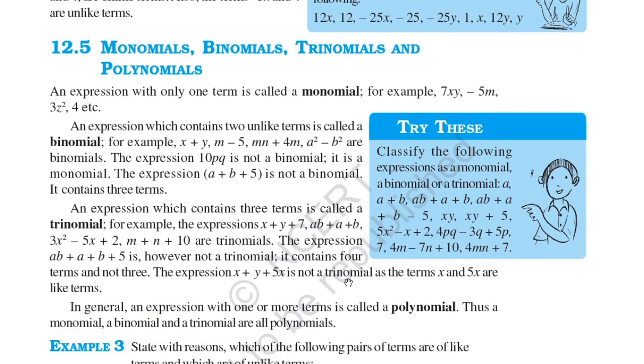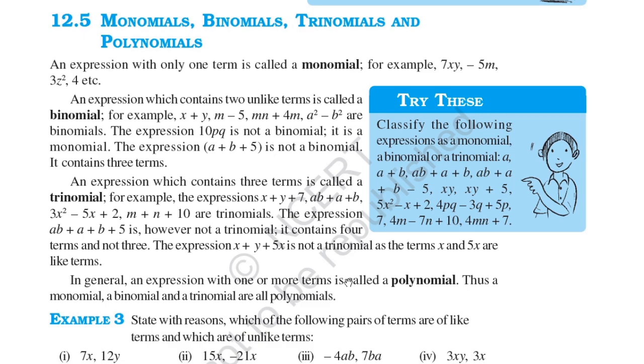An expression with only one term is called a monomial. For example, 7xy, minus 5m, 3z square, 4x etc. are monomials. An expression which contains two unlike terms is called a binomial. For example, x plus y, m minus 5, mn plus 4m, and a square minus b square are binomials. The expression 10pq is not a binomial, it is a monomial. The expression a plus b plus 5 is not a binomial, it contains three terms.